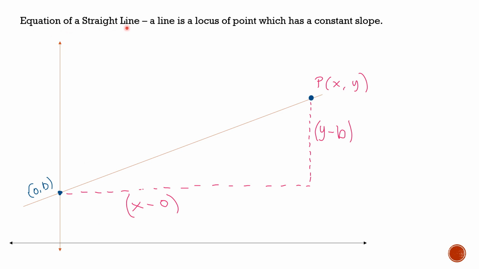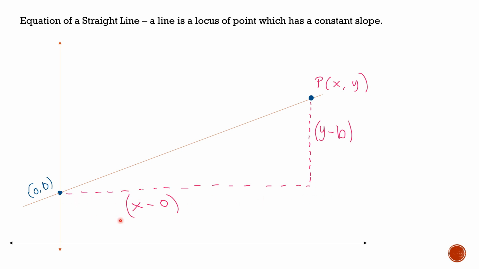Equation of a straight line. A line is a locus of points which has a constant slope. For example, we have this as point O and this one as point P. P is at (x, y) and O is at (0, b). Now, if we're going to measure this one, this is x and this is 0.